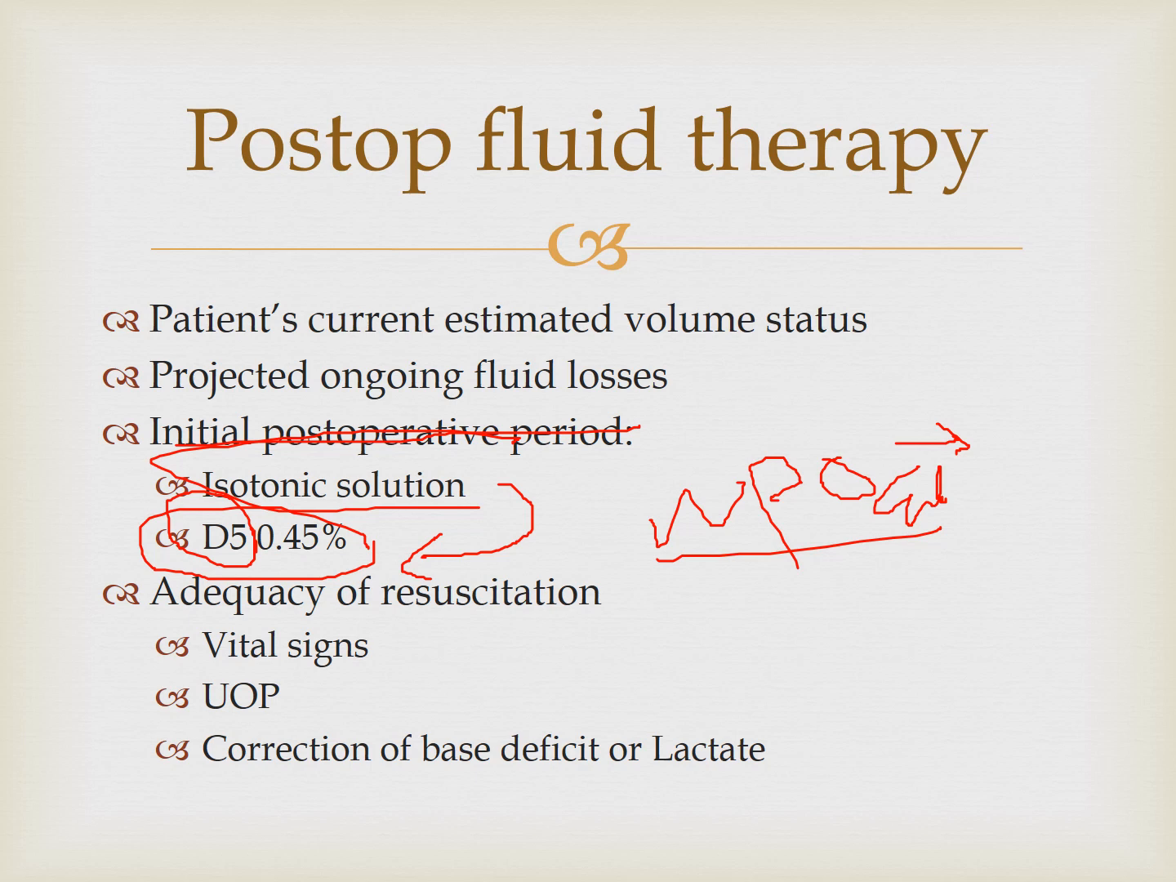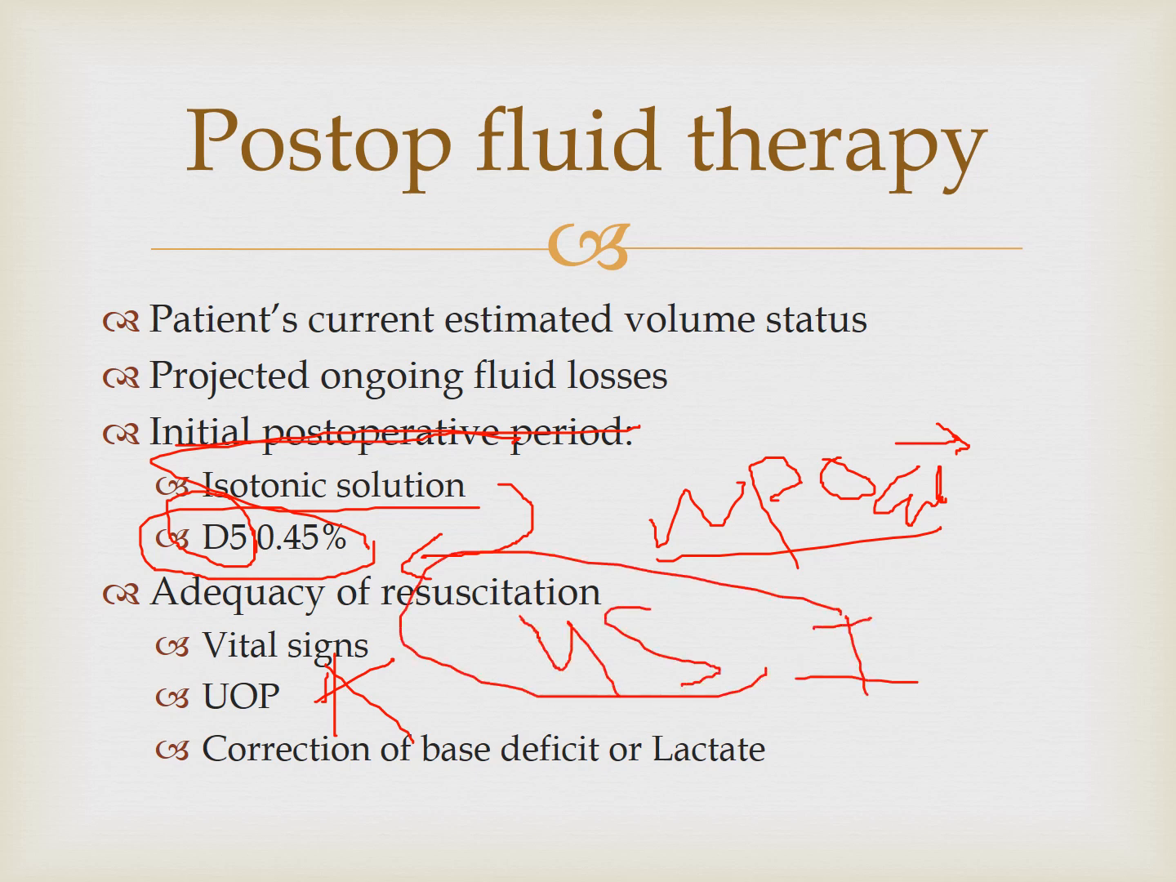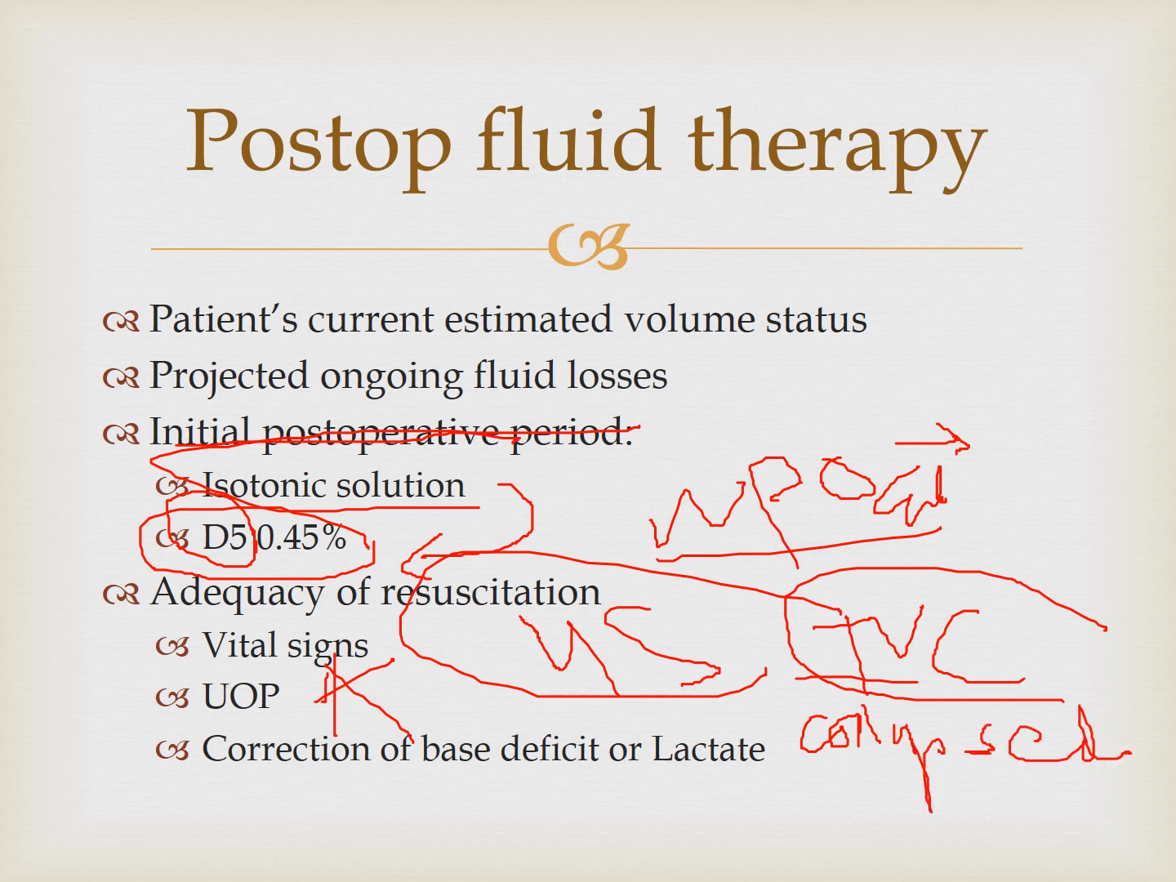So again, adequacy of resuscitation: the best answer on the exam is urine output. Sometimes you can use an ultrasound to look at the IVC. We use that sometimes in the ICU. If the IVC is collapsed, that means we have room to give fluids. If it's not collapsed, then we know how much resuscitation we need to give.